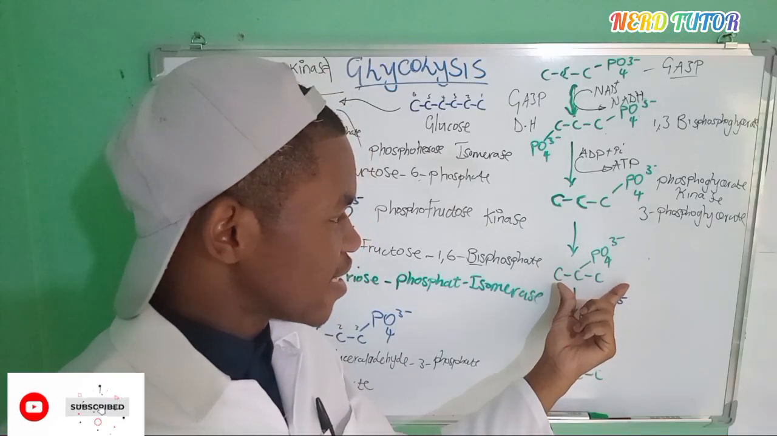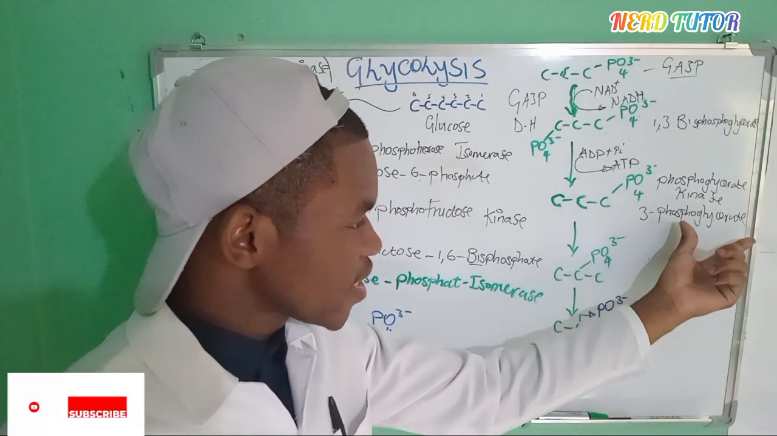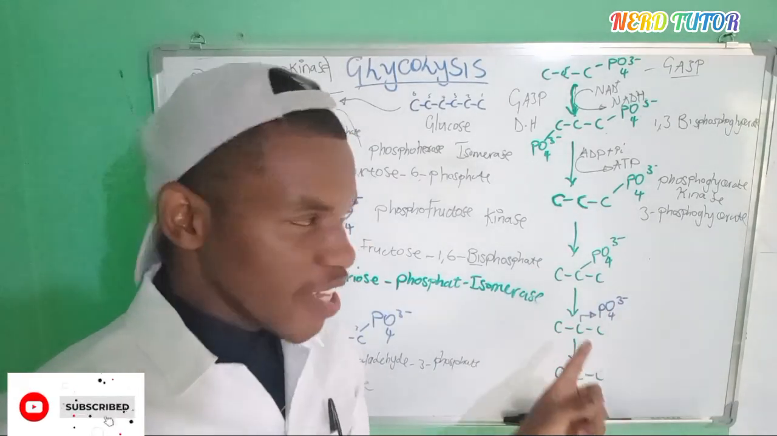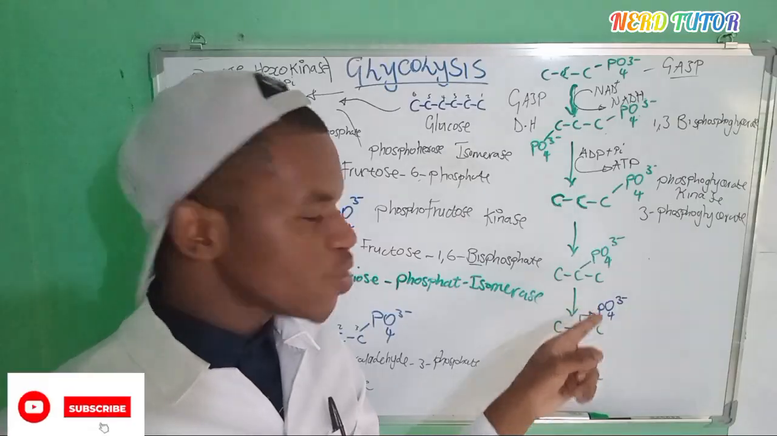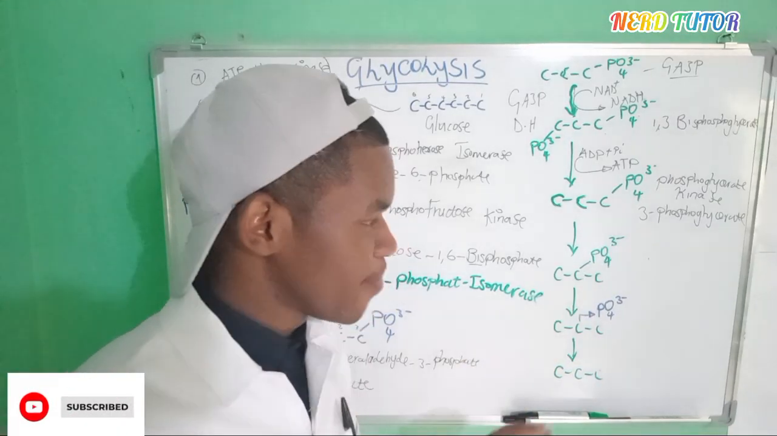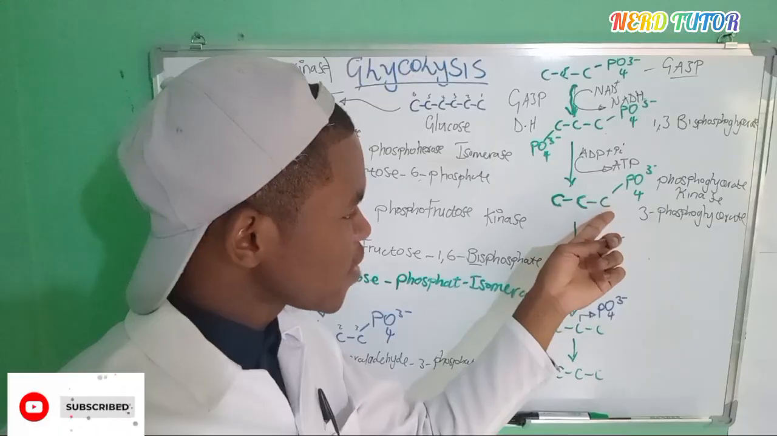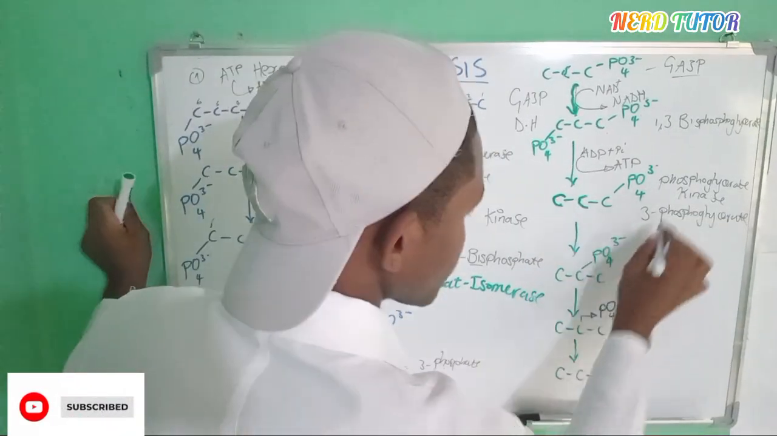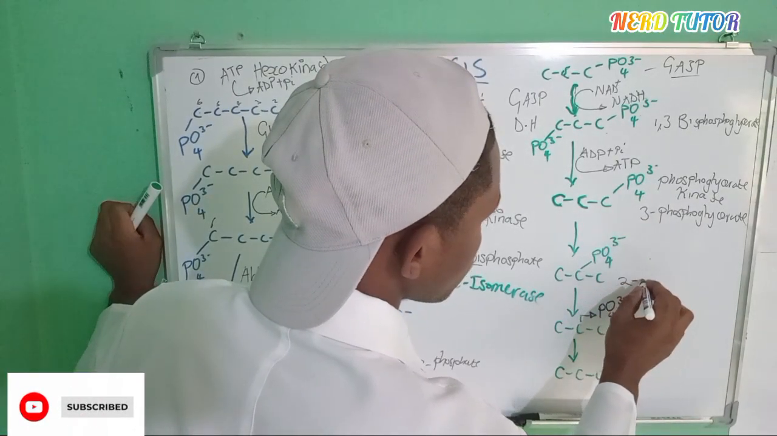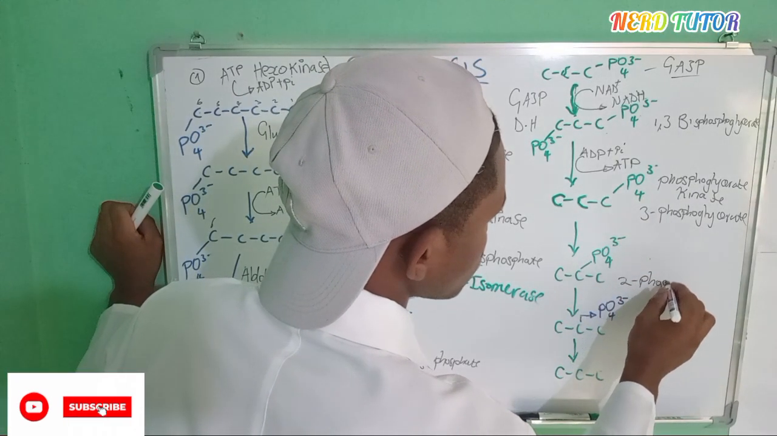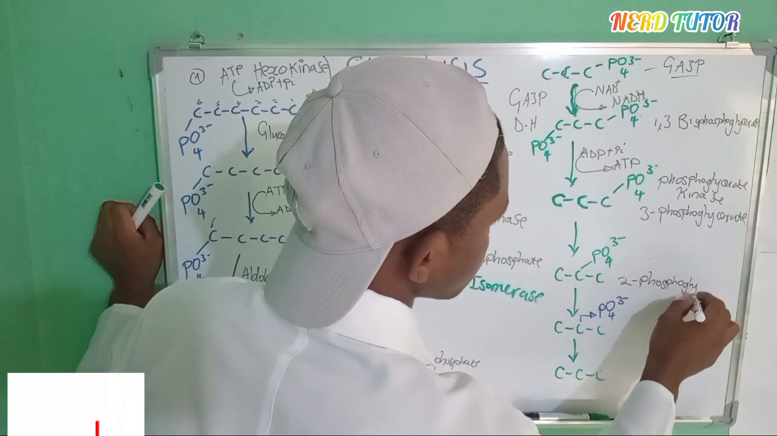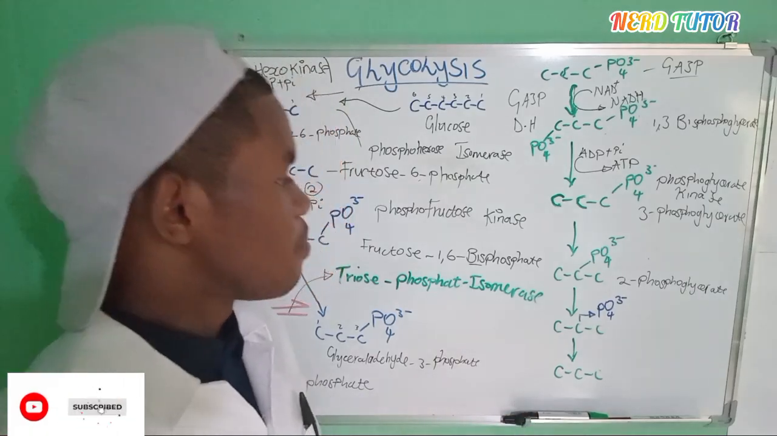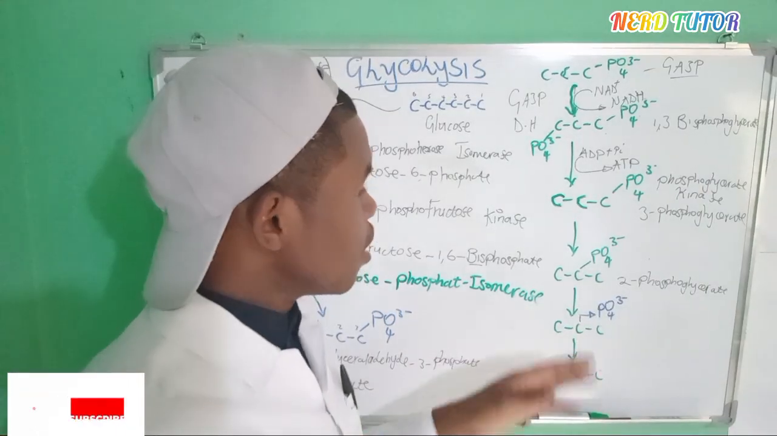Now look what has happened. Here, the 3-phosphoglycerate was having a phosphate group at carbon number 3, but here it has changed. The phosphate group has moved to carbon number 2. Of course, with the help of an enzyme, it has moved from carbon number 3 to carbon number 2. So the name won't change, I'm just going to change the 2. It will be the 2-phosphoglycerate. Okay, 2-phosphoglycerate.